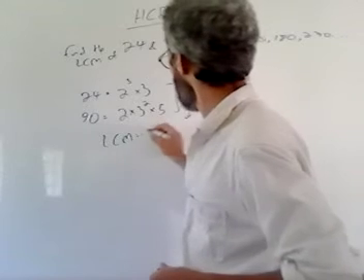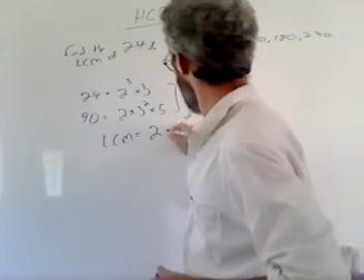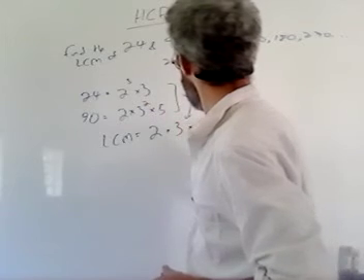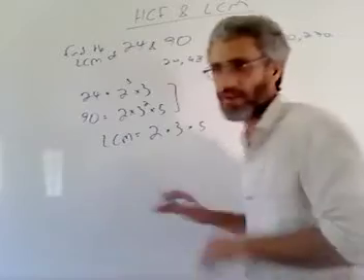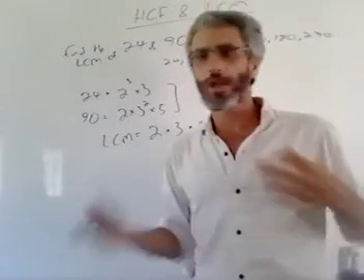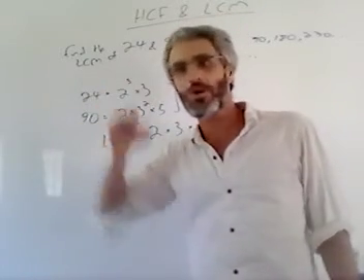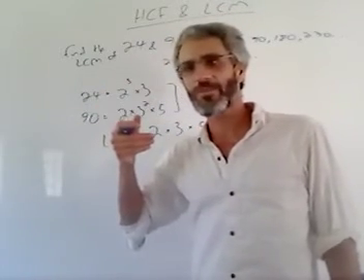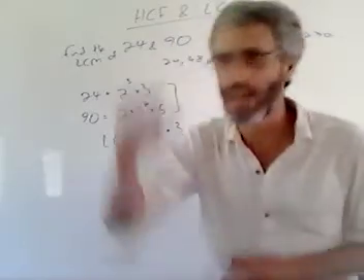So I'm going to have all of them. I've got 2, I've got 3, and I've got 5. Here I only have 2 and 3. Here I will have 2 and 3 and 5. So all of them will be there. How do I choose what exponent to have? If in the highest common factor I look for the lowest exponent, now I'm going to look for the highest.